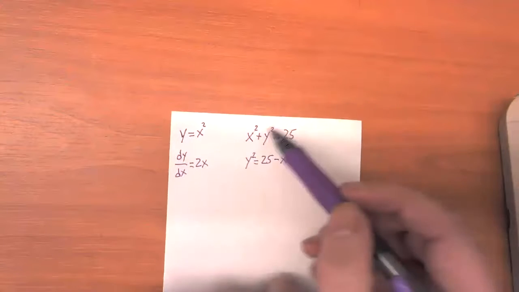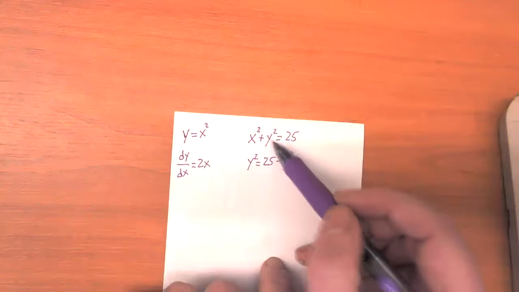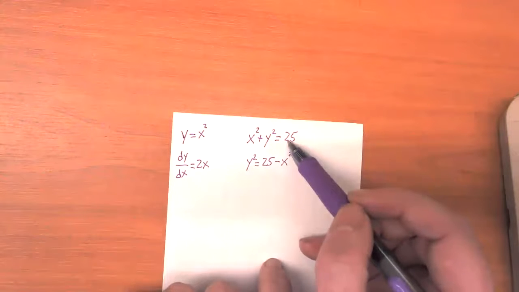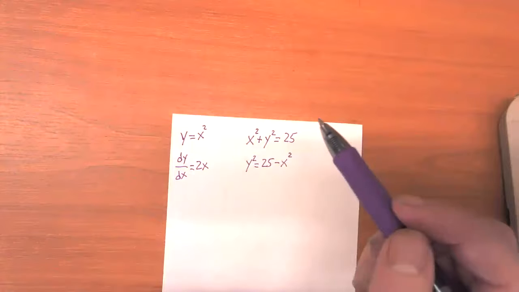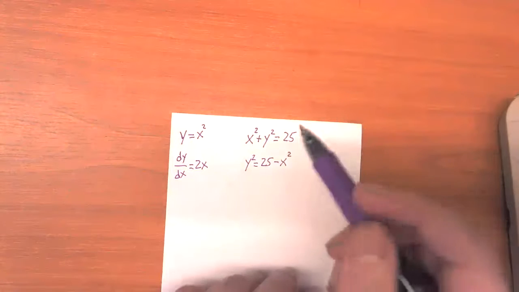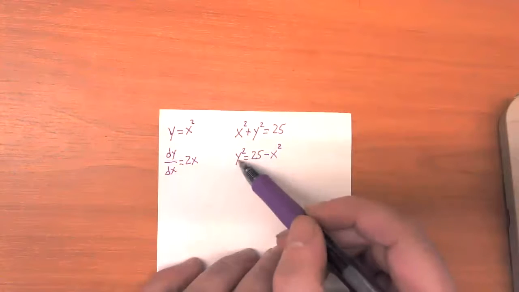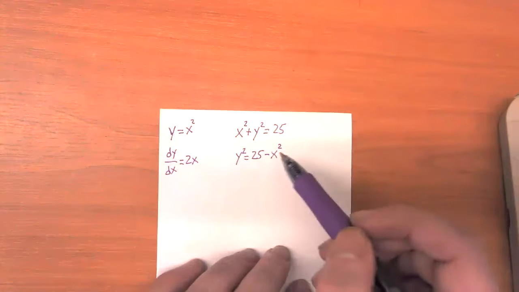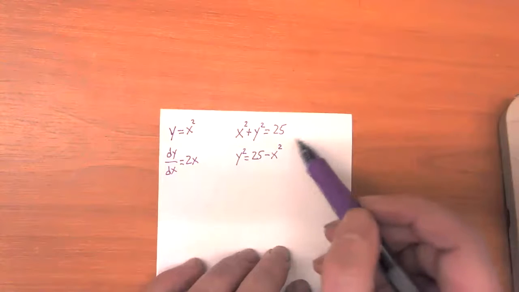All right, so let's look at a more complicated example, something that's not a function. x squared plus y squared is equal to 25. We know that this is a circle, and circles aren't functions because there are two solutions almost everywhere there are any solutions at all. So let's subtract x squared from both sides and separate it and see if that makes our life a little bit easier. So we have y squared is equal to 25 minus x squared.